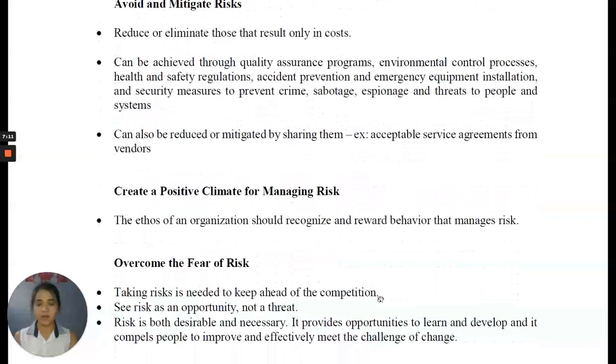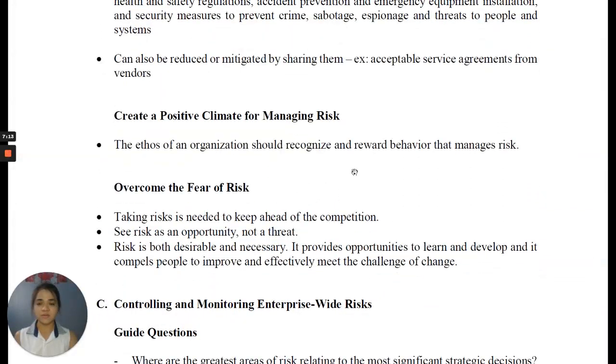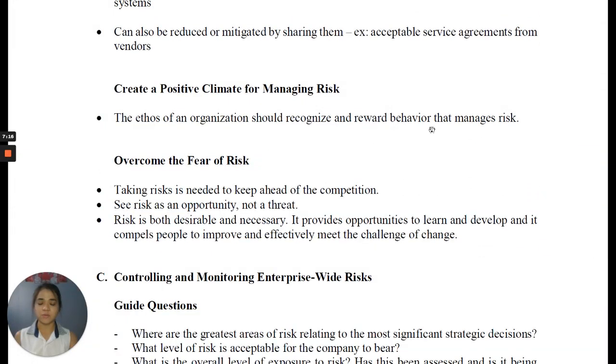Create a positive climate for managing risk. The ethos of an organization should recognize and reward behavior that manages risk. Overcome the fear of risk. Taking risks is needed to keep ahead of the competition. So in life and in business, taking risk is needed. See risk as an opportunity and not a threat. Risk is both desirable and necessary. It provides opportunities to learn and develop, and it compels people to improve and effectively meet the challenge of change.